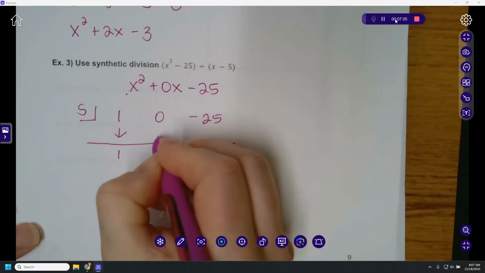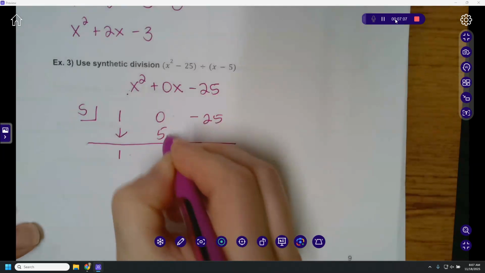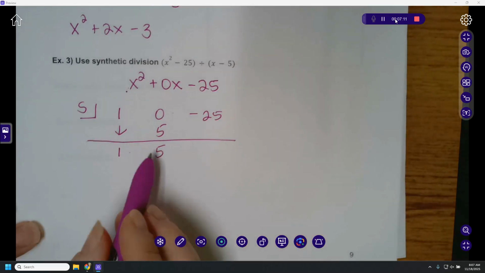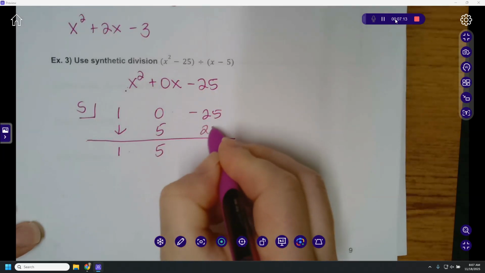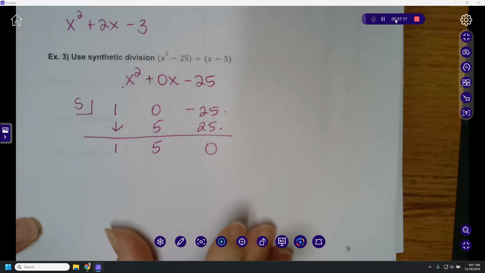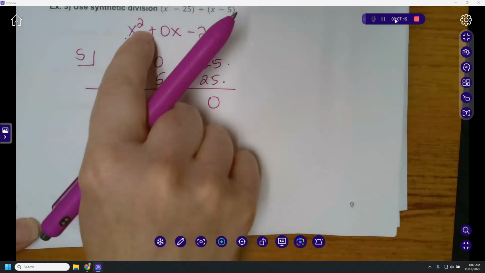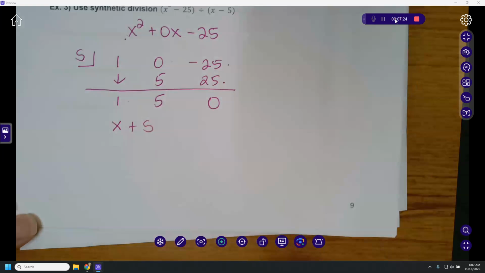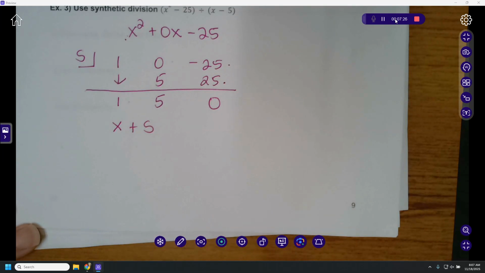5 times 1 is 5. 0 plus 5 is 5. 5 times 5 is 25. Negative 25 plus 25 is 0. I take x squared, I reduce the power by 1, that's x plus 5 with a remainder of 0. Okay, what do you think? It's a little nicer, isn't it?